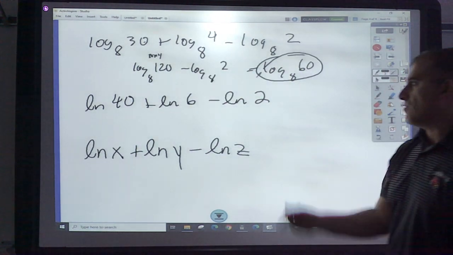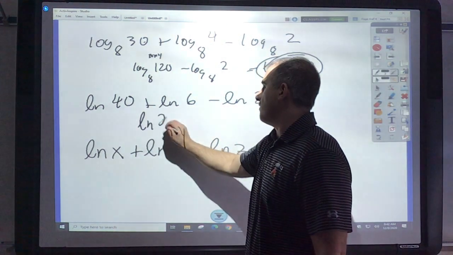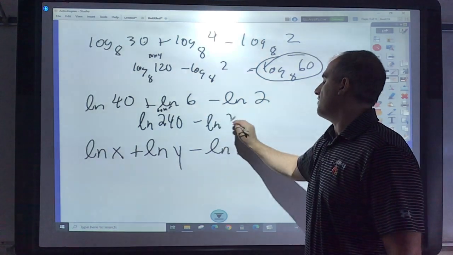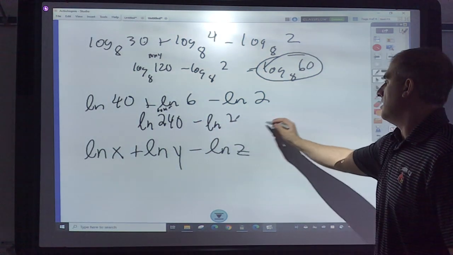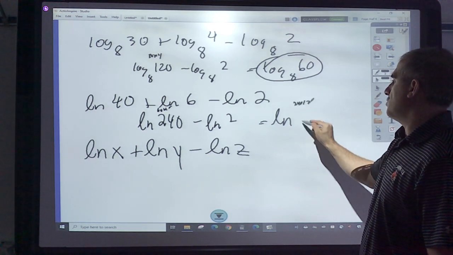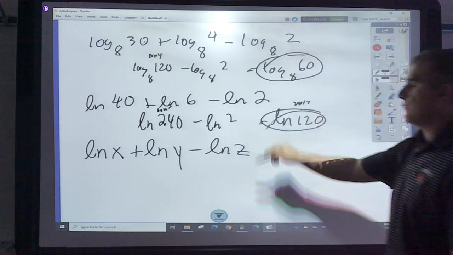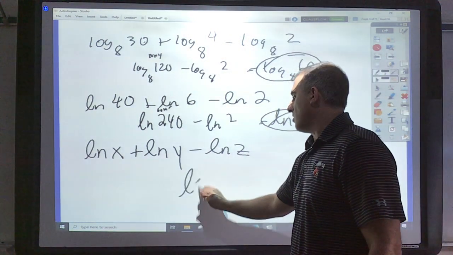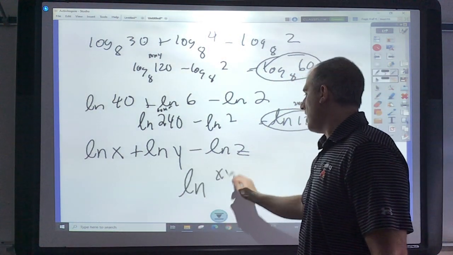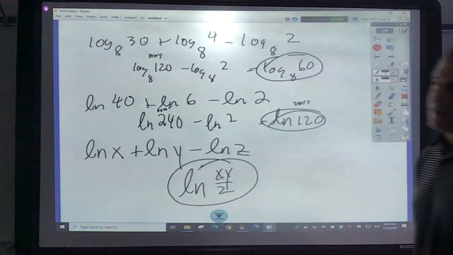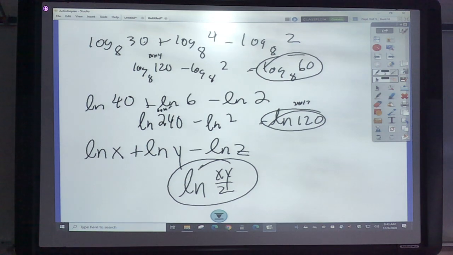Same thing here with natural log. This would be natural log of 240, because I would do 6 times 40. Then I would do natural log 2 minus, so that would be equal to the natural log of 240 divided by 2, which would be 120. Variables, nothing changes. That would just be natural log of x times y with the minus z, so the z would go underneath because we would be doing division. So that's how you'd apply it from a letter standpoint.